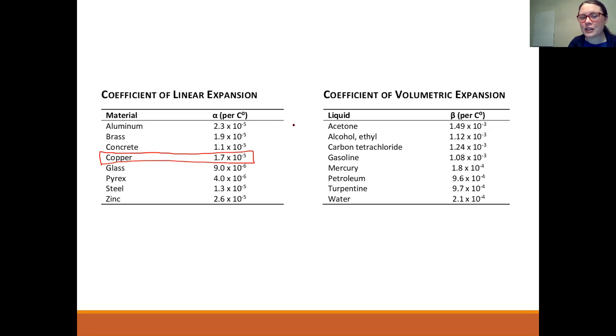So alpha is just a measure of how much it increases per degree Celsius. So 1.7 times 10 to the negative 5 is a very small number. When I see negative 5, I know I have a small number. That is equal to, let me get the right number of zeros here.